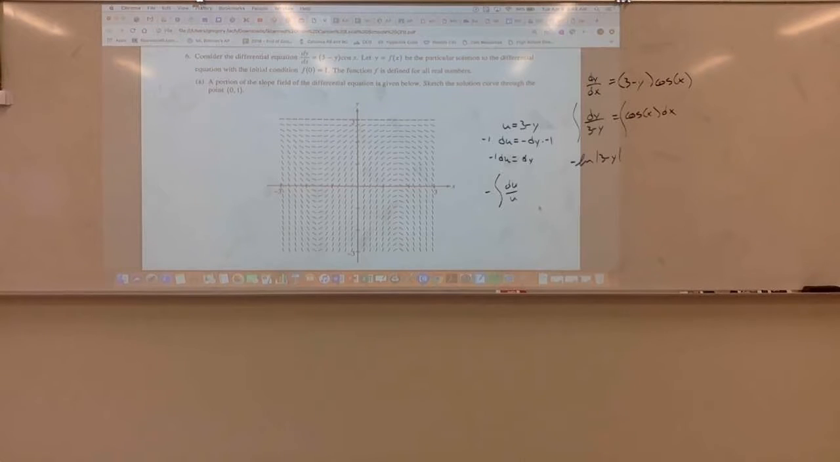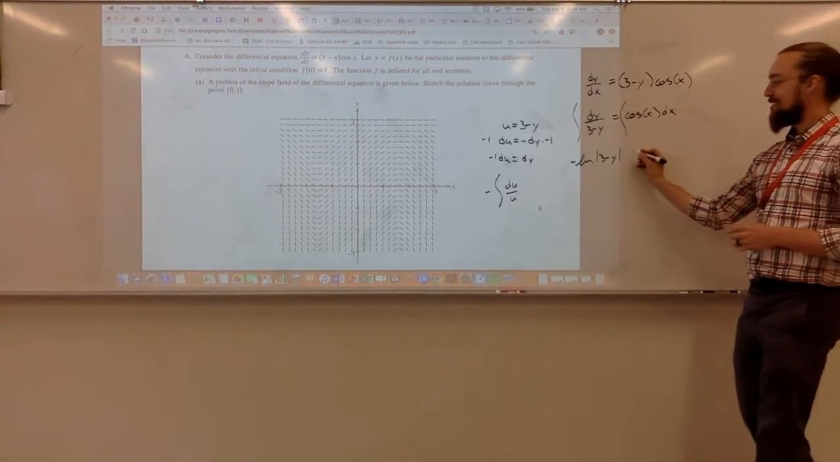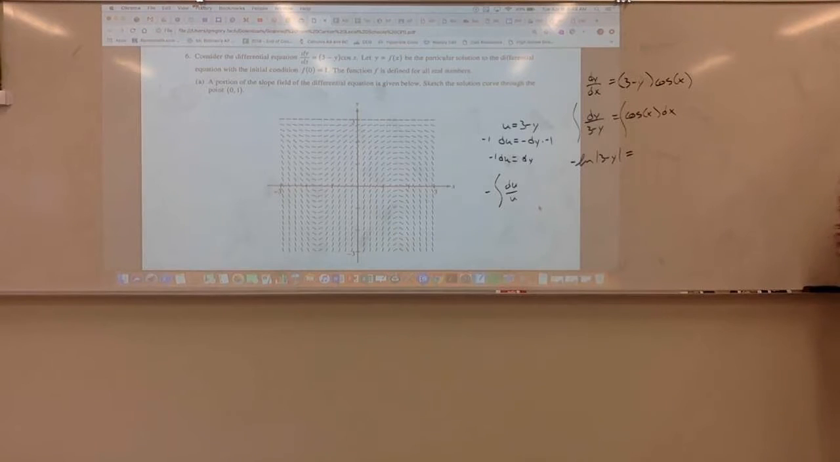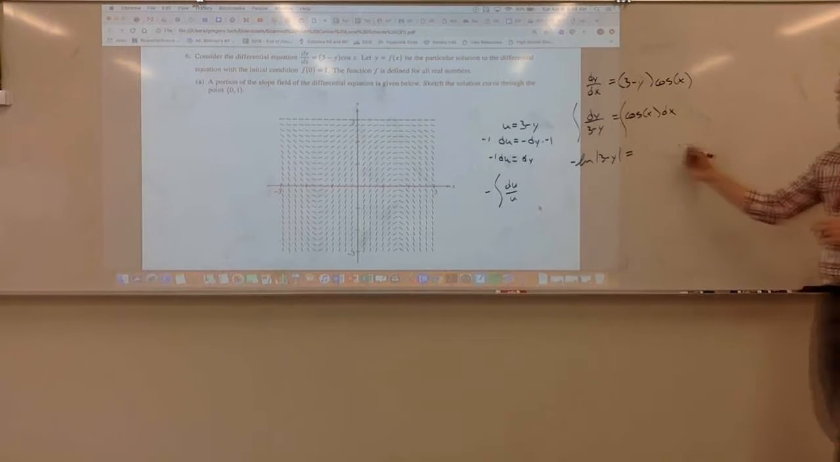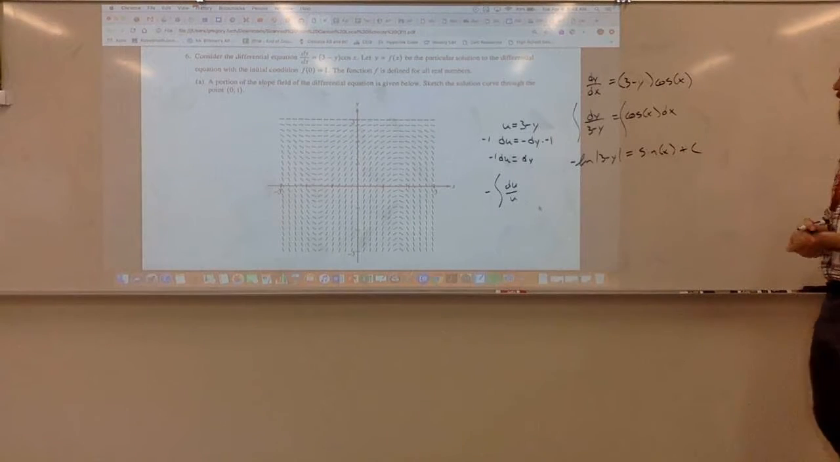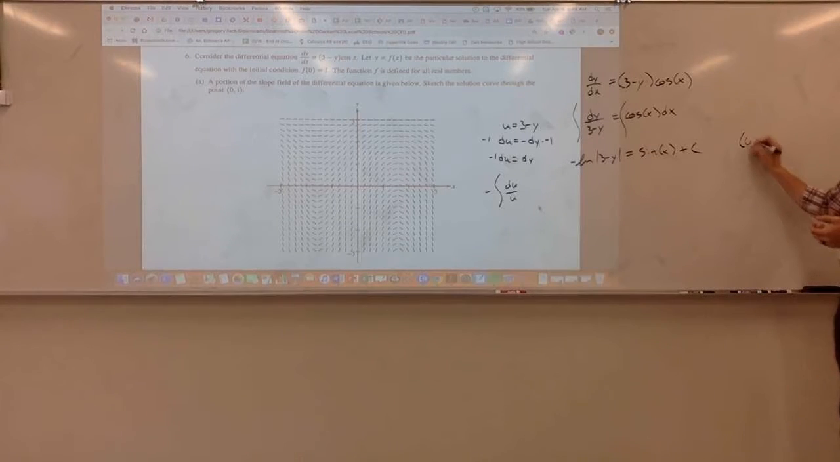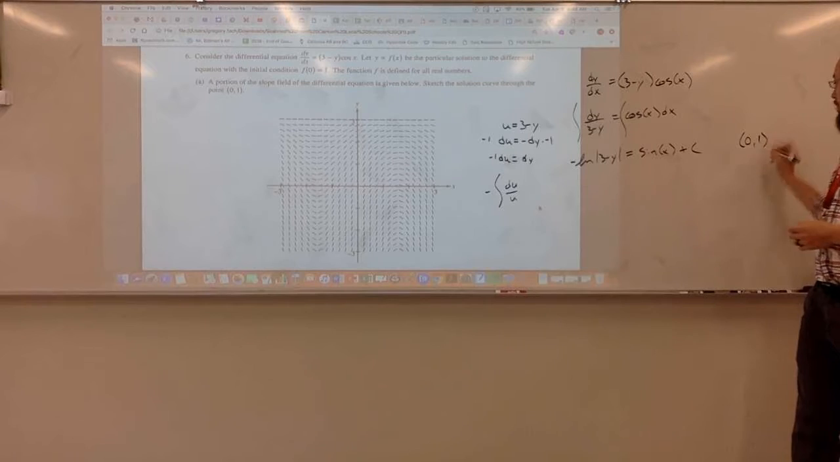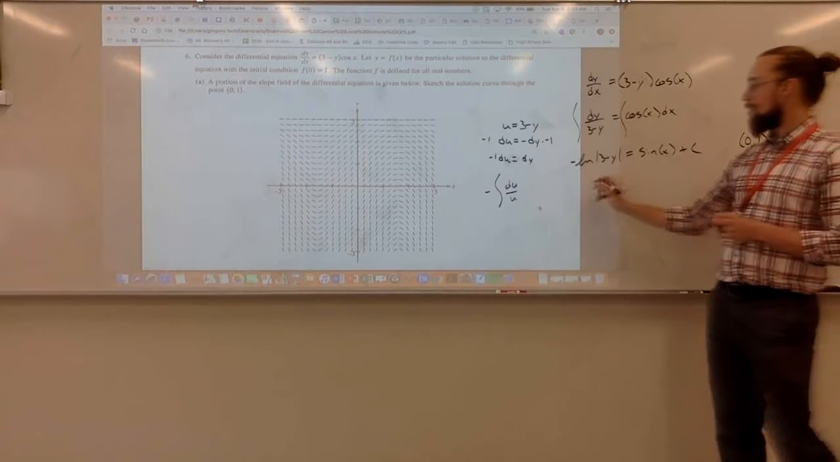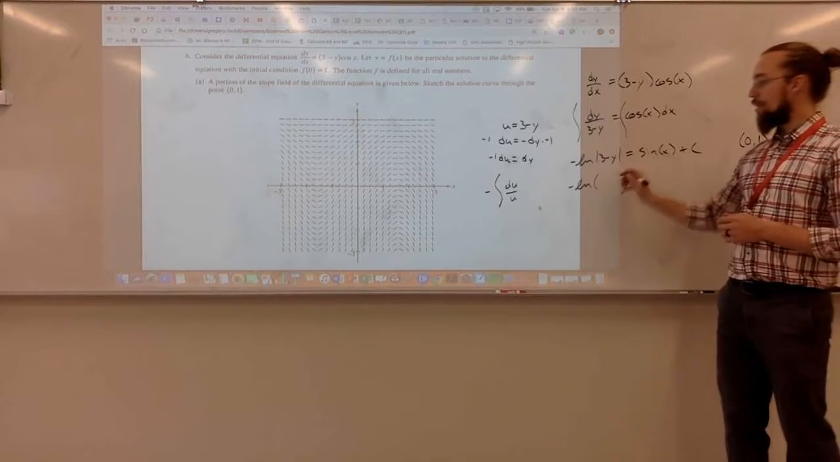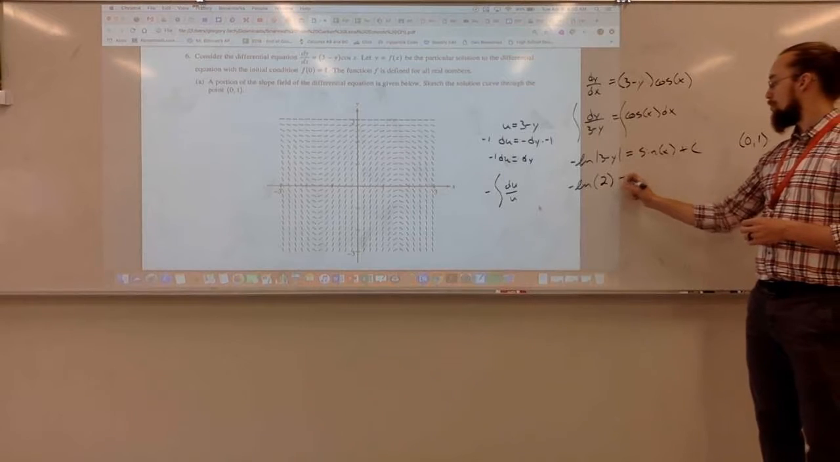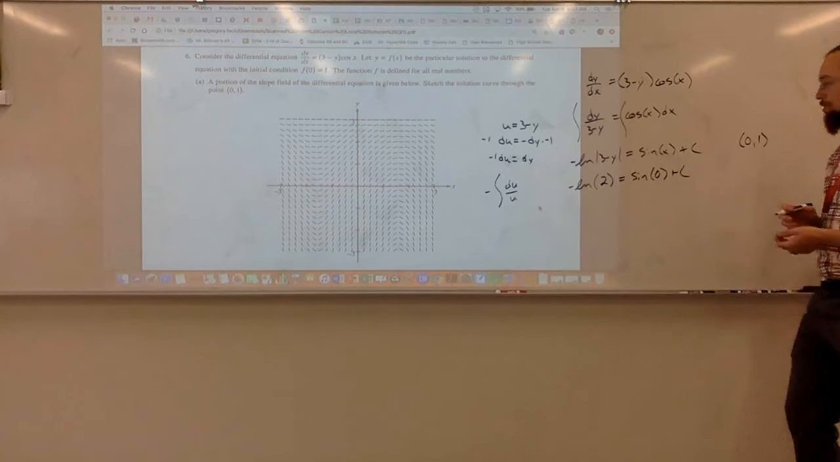It's equal to... So then what's the antiderivative of cosine? Sine. Plus c. So now our initial condition was the point 0, 1, right? So I'm going to plug 0 in for x, 1 in for y. So negative natural log of, since this is going to be a positive value, I don't need my absolute value bars anymore. Right, so negative natural log of 2 equals sine of 0 plus c.